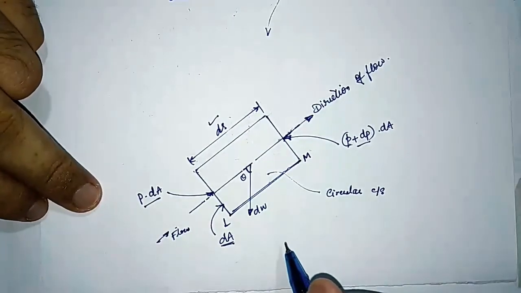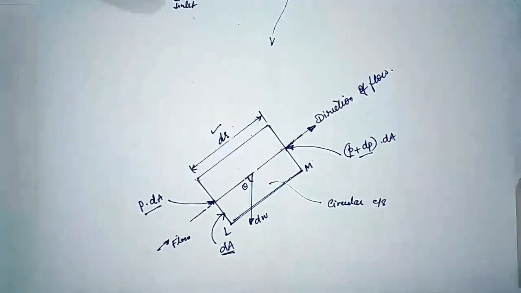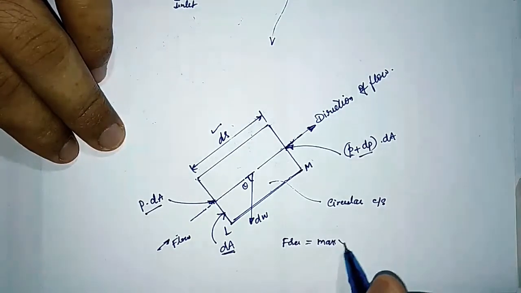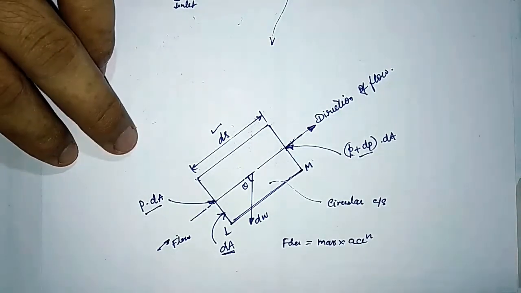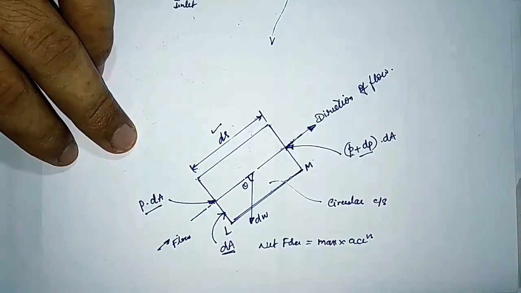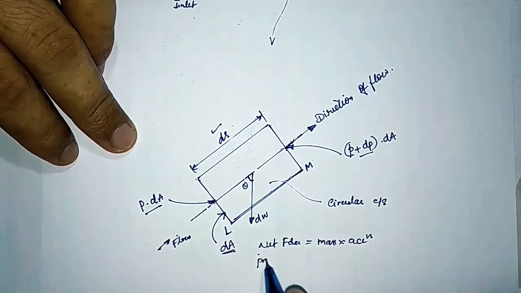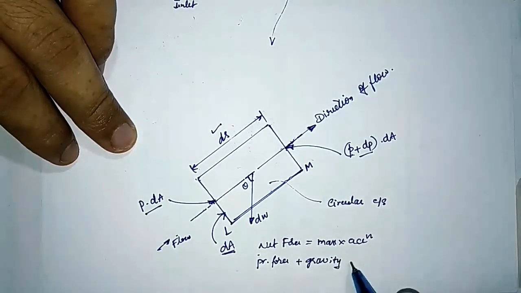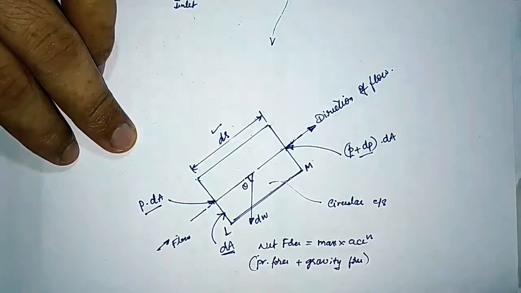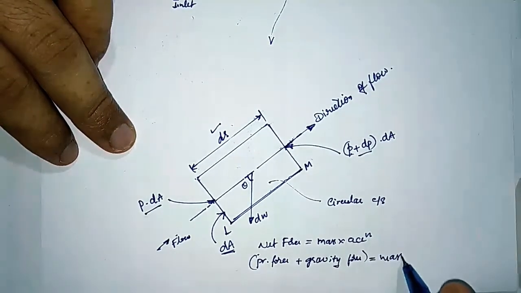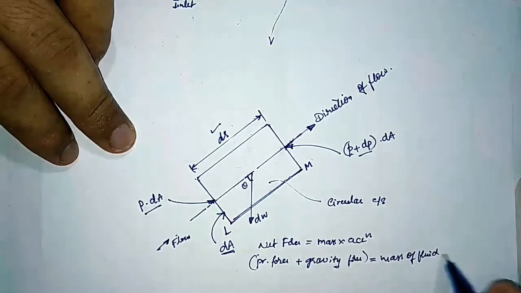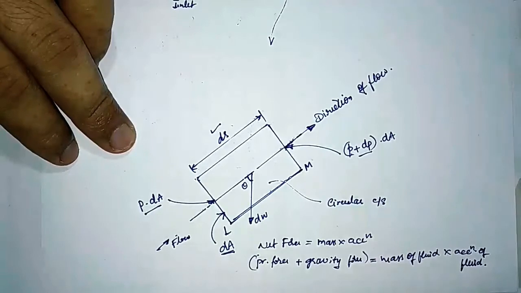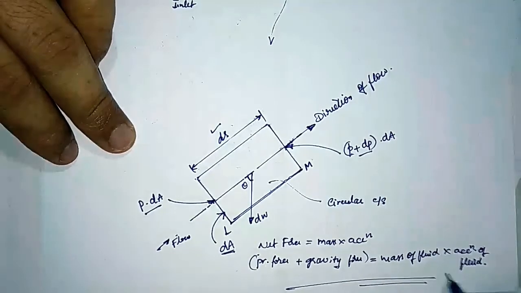Now in order to derive the Euler's equation we need Newton's law of motion, and that equation is force is equal to mass into acceleration. That is, net force acting on the fluid element is equal to mass into acceleration. There are two forces acting. One is pressure force and another is gravity or body force. Other forces acting on the fluid element are neglected. So that is equal to mass of the fluid element into acceleration of the fluid. Let us take it as equation E.